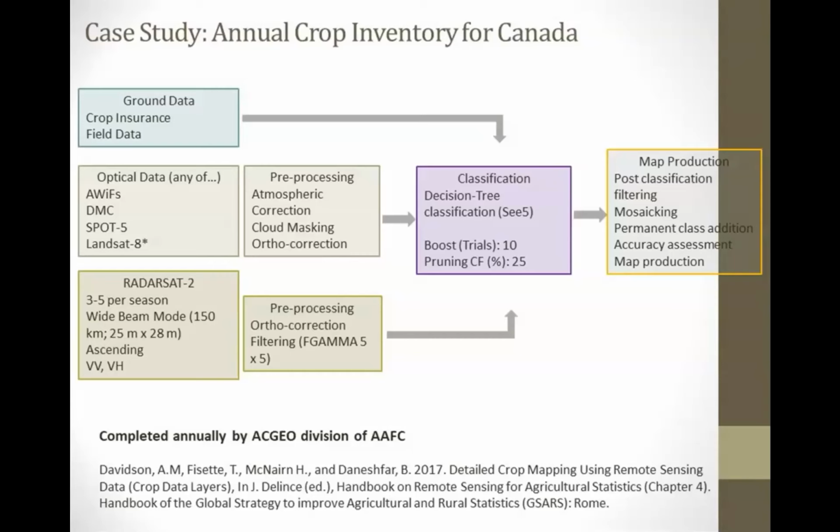We collect some ground information. We do some pre-processing on the satellite data to get it ready for the classifier. And then we have this supervised classification methodology that takes the ground data and the optical as well as radar satellite data and produces classifications. And then the map products are produced and we do a little bit of post-processing of the products. There's an assessment of the accuracy and there's metadata that's produced that details the methodology and the accuracy. So I want to show some examples of that product.